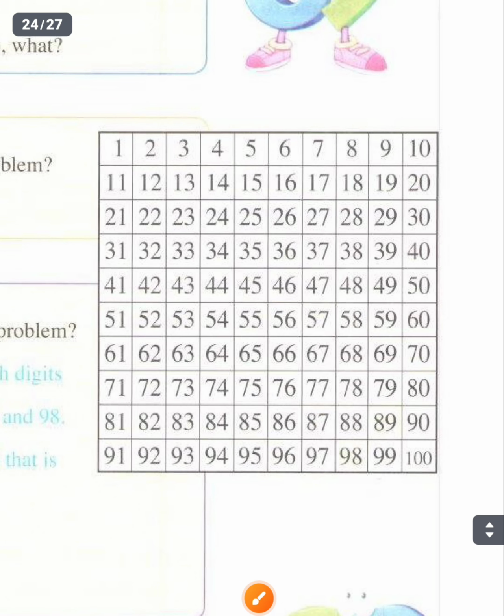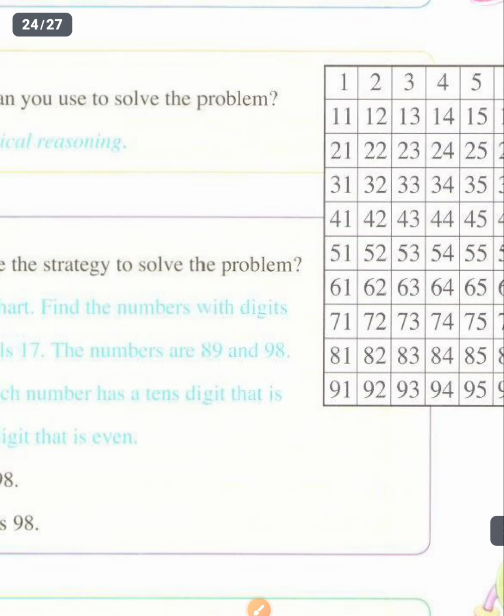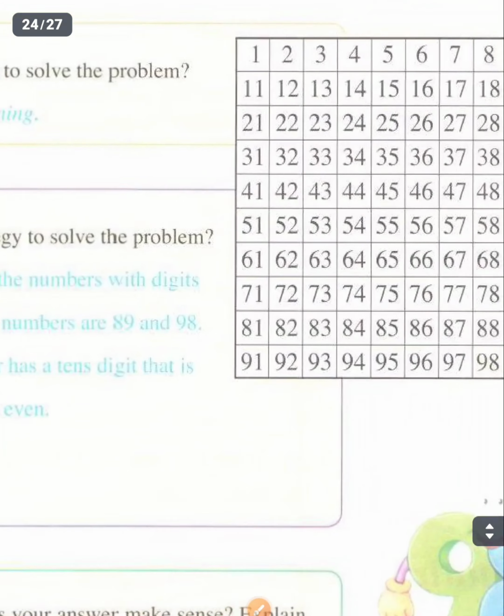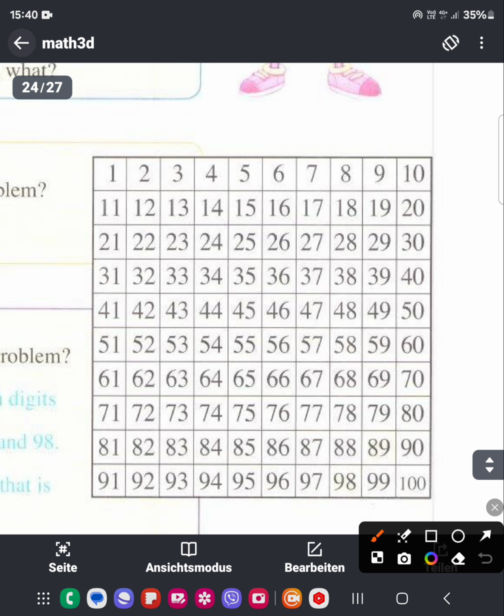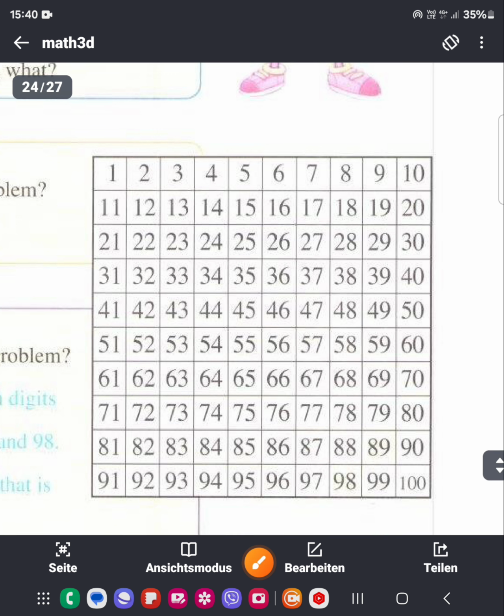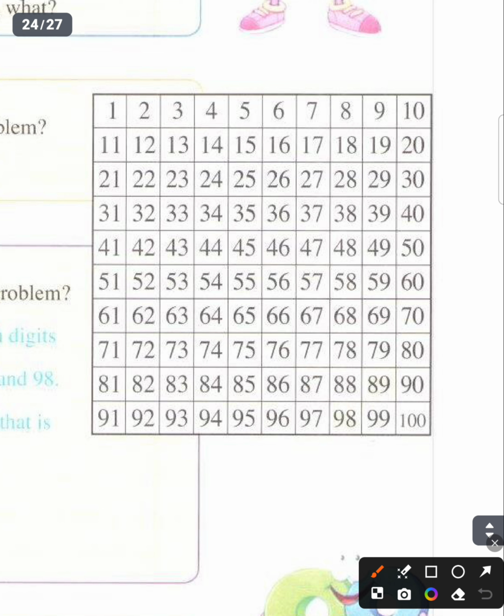Look, this is a 100 chart, and now you have here numbers from 1 until 100, and you can think in your head how it will be. 9 plus 8 is 17, and 8 plus 9 is 17. It means you can consider that it can be number 98 or 89.